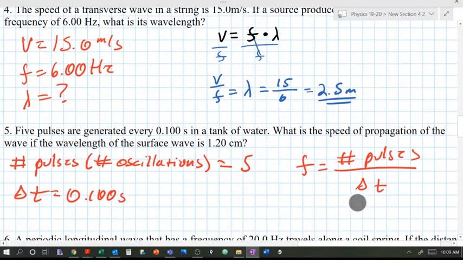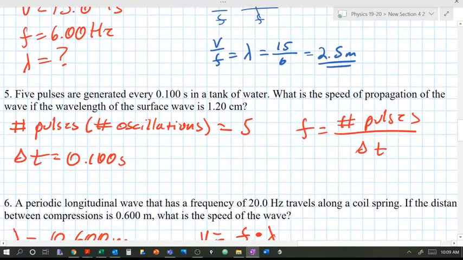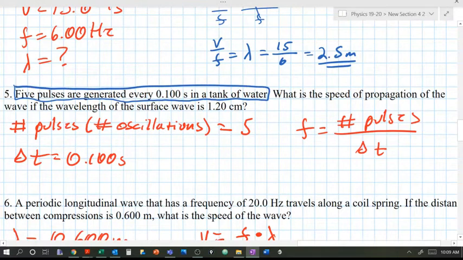In number 5, we say that 5 pulses are generated every 1/10 of a second in a tank of water. So they're making these wave pulses in a tank of water, and they want to know what the speed of the wave is if the wavelength is 1.2 centimeters. So when they're telling you the number of pulses and how much time those pulses are made in, they're telling you how to calculate the frequency.